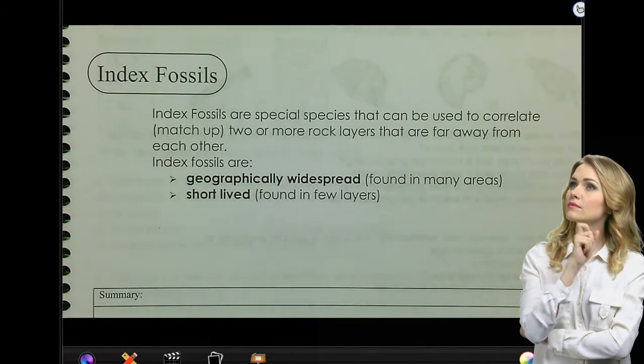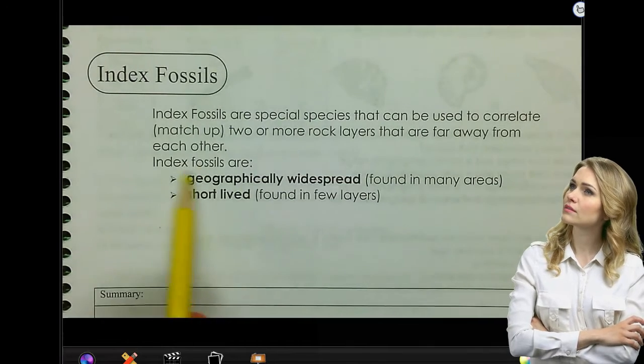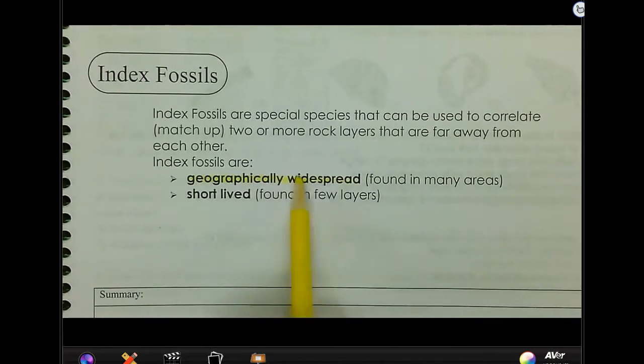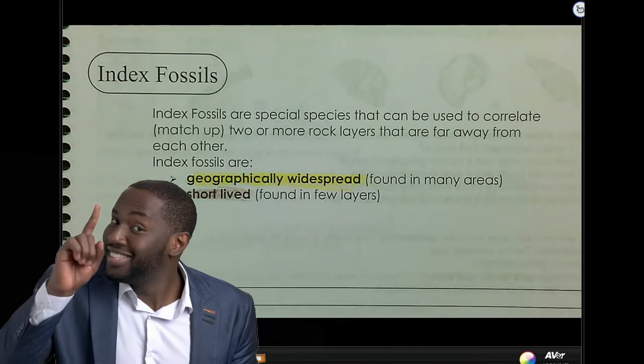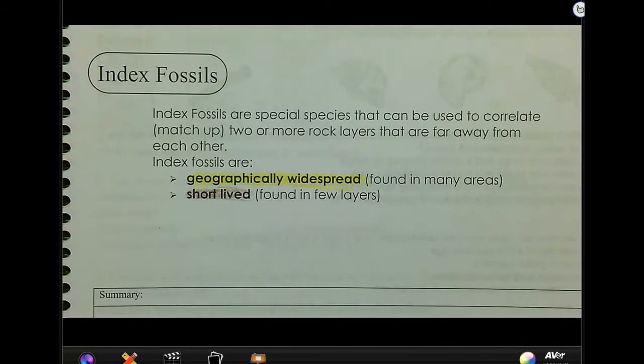And it says specifically that index fossils have 2 characteristics. Here they're listed here. They're geographically widespread. Right? Geography is locations, widespread, many, many places. So an index fossil is found in many different locations, but it lived for a very short time before that critter became extinct. If it lived for a short time, it's only going to be found in very few layers. So index fossils are geographically widespread and they're short-lived. They're found in few layers. So using that information, can we find what is a good index fossil on page 88?